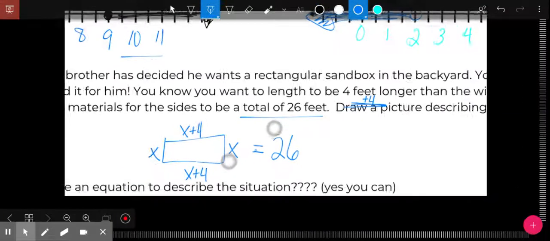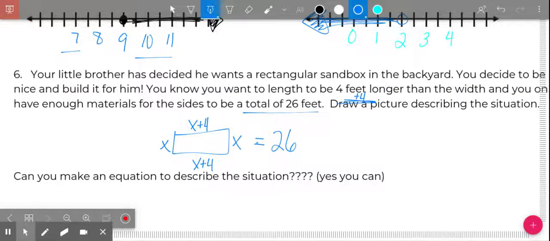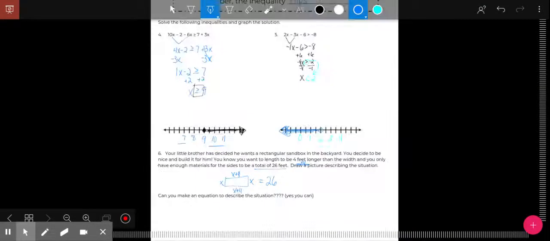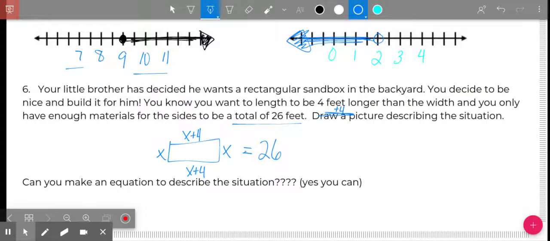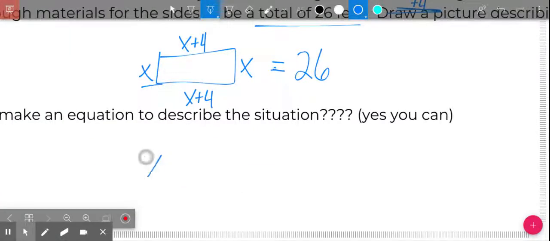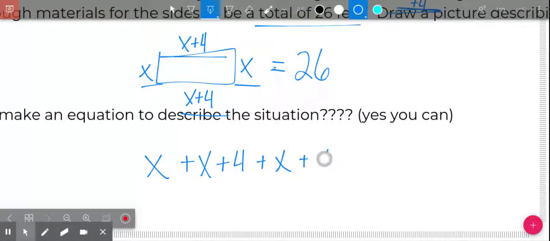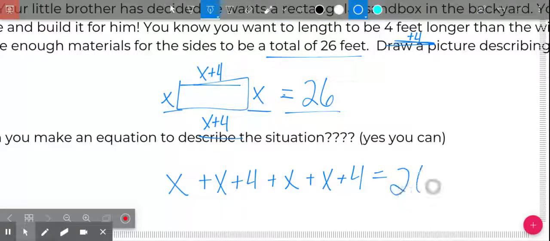All right, so looking at this, it says, can you make an equation to describe the situation? An equation just means that we're going to add up all those sides and write it out like an equation that we were solving and working on. To find the perimeter, the materials, we just add up all the sides. So we're going to have x plus 4 plus x plus 4, and that's all going to equal, just like we wrote it, 26.